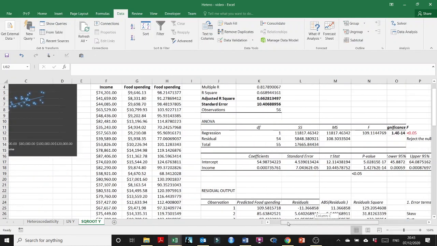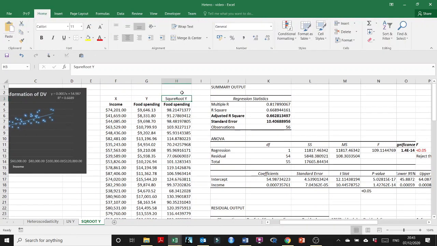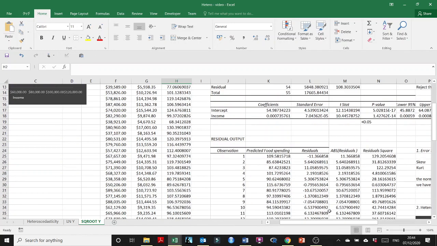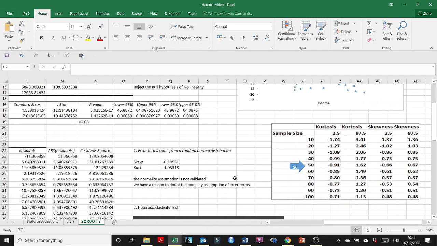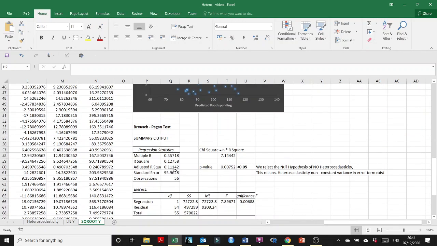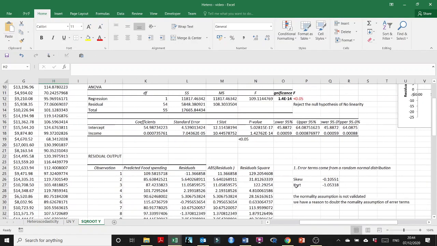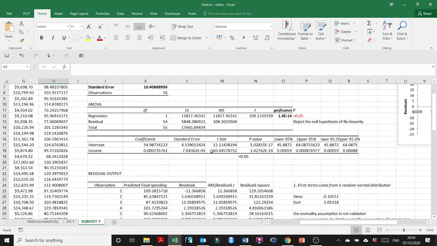And then this transformation in this case is not acceptable. But that doesn't mean that the square root of y transformation is always unacceptable. Sometimes this transformation actually yields very nice results for the normality assumption, and also no heteroscedasticity. But in this case in particular, the proper transformation ended up being the natural logarithm.